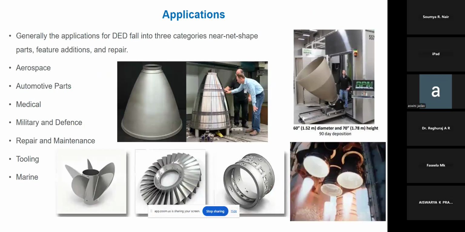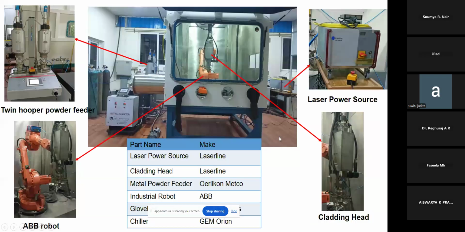Let me go into the application part of laser DED. It is used in aerospace. It is used in automotive parts. It is used in the medical industry, military and defense sectors, repair and maintenance, tooling, and the marine industry. So these are some of the pictures of parts made by using the DED machine. Turbine blades, nozzle units, and these are some of the rocket components made by using DED machines.